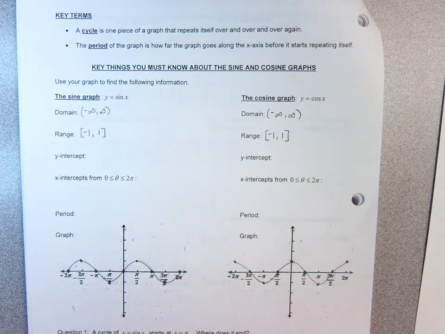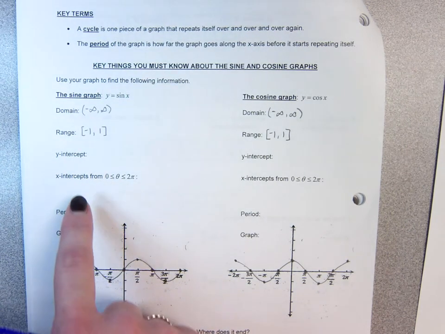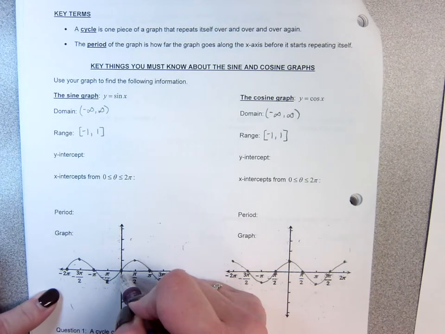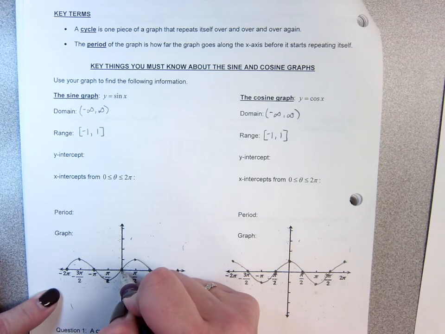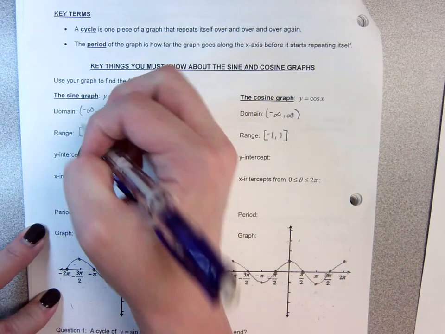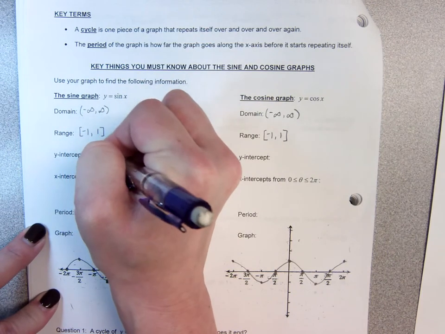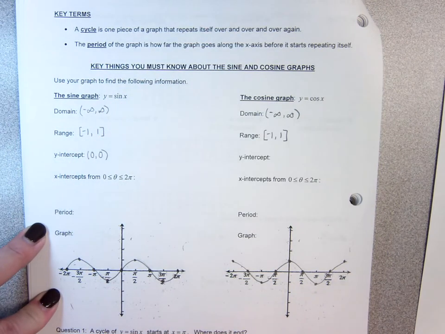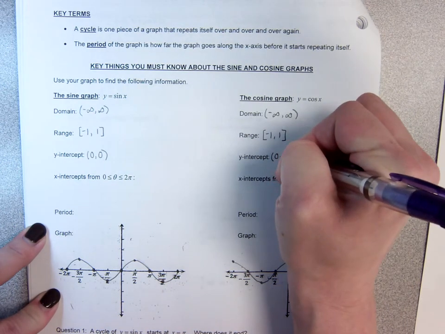And then for your y-intercepts, you're just basically looking at your graph. We're going to have one y-intercept here. For your sine graph, it's going to be at 0, 0. That's the only one that it's going to have. And then for your cosine graph, this one's different. This one is at 0, 1.